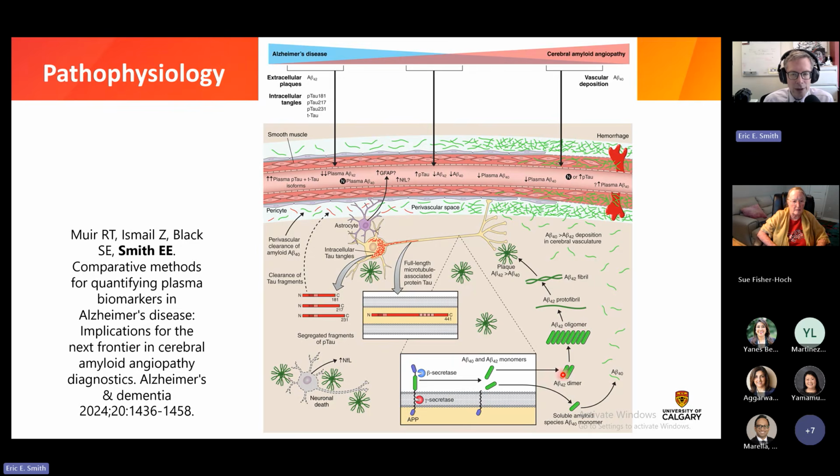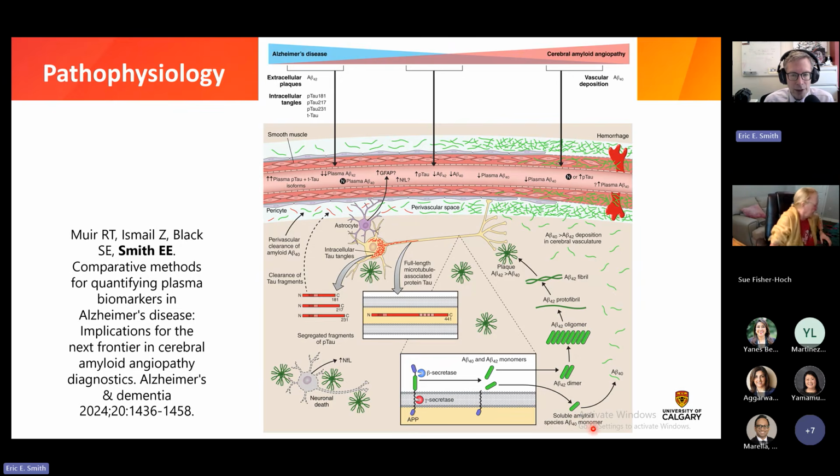The less soluble 42 amino acid fragment, if it's not cleared from the brain, which we'll discuss in a moment, begins to aggregate and then form amyloid. So first as dimers, then oligomers, then it begins to form amyloid protofibrils, then fibrils, and deposits in the brain in the form of the senile plaques that are the hallmark and definition, really, of Alzheimer's disease.